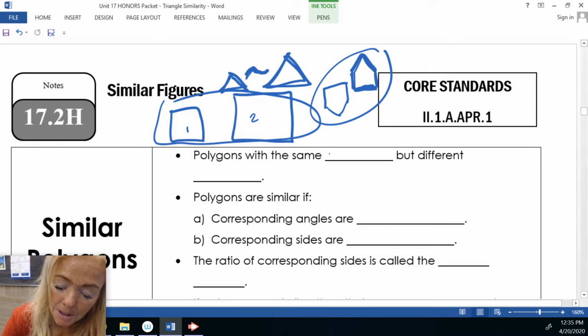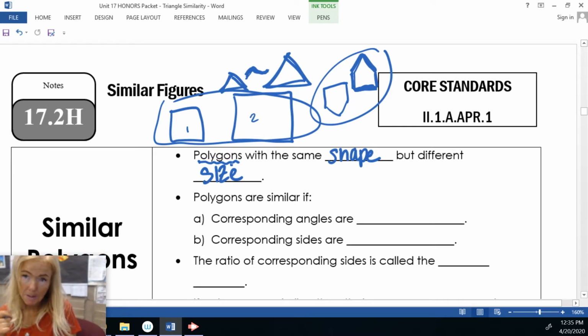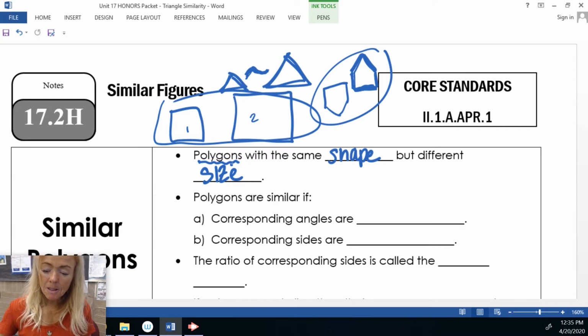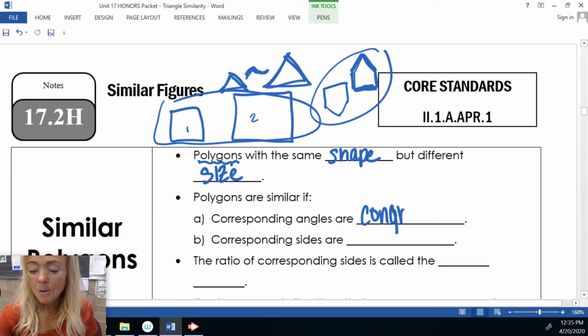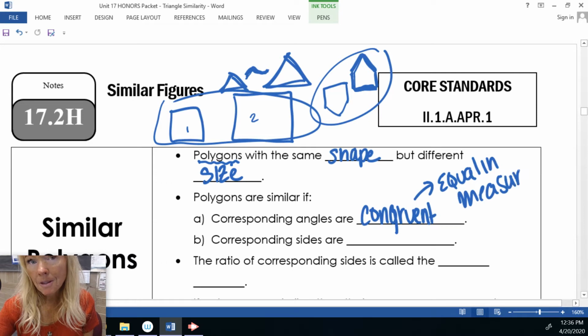So what we put in here, polygons, that just means many-sided figure with the same shape but different size. Once again, we'll be concentrating mostly on our triangles, but you might get a question here and there that deals with a rectangle or a four-sided figure or a pentagon or hexagon. So polygons are similar if corresponding angles are congruent, which we know to mean equal in measure. That's the angles, not the sides.